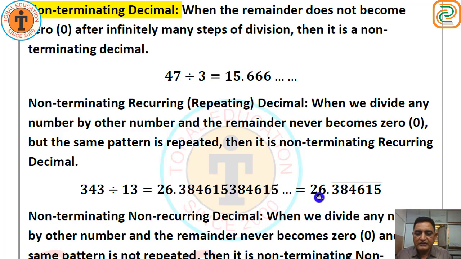So we can show it by 26.384615 bar. What do we call it? Bar. The line above the digits is known as bar.